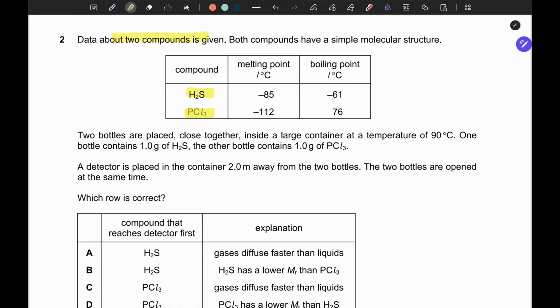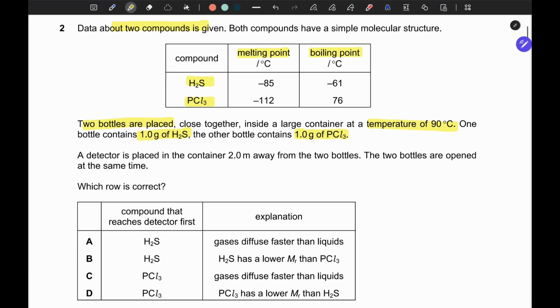Moving on, data about two compounds is given. The compounds are H2S and PCl3. We have their melting points and boiling points, and it's said that they're placed in a bottle close together at a temperature of 90 degrees Celsius, and we have 1 gram samples of both of them, PCl3 and H2S. A detector is placed in the container 2 meters away from the two bottles. The two bottles are opened at the same time, and now they're asking us which row is correct: which compound reaches the detector first.